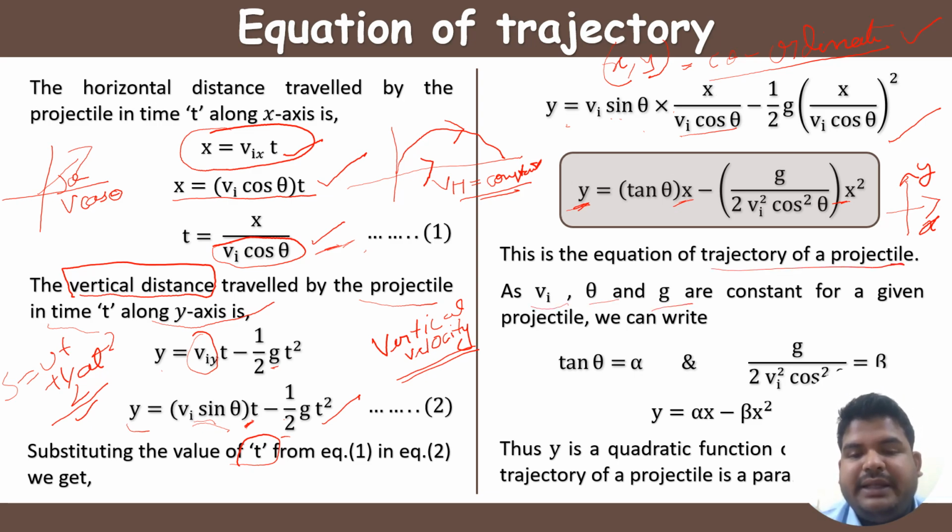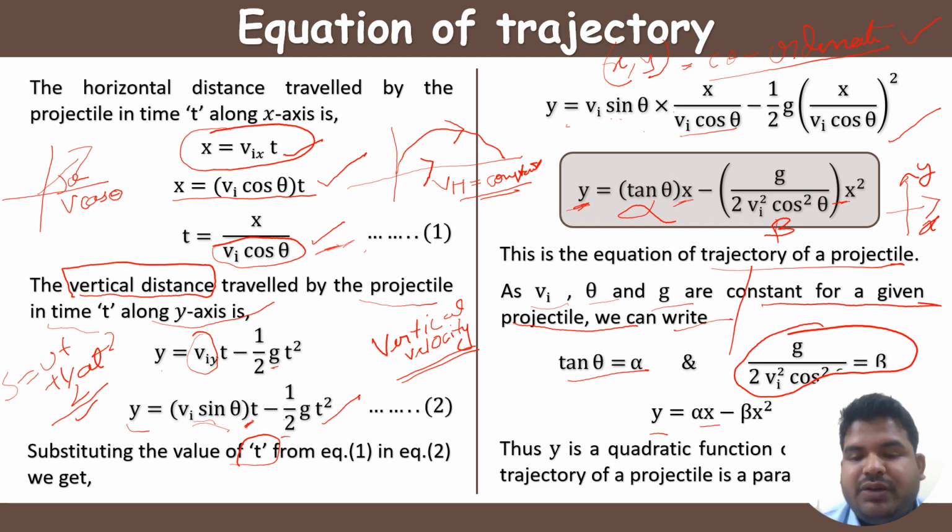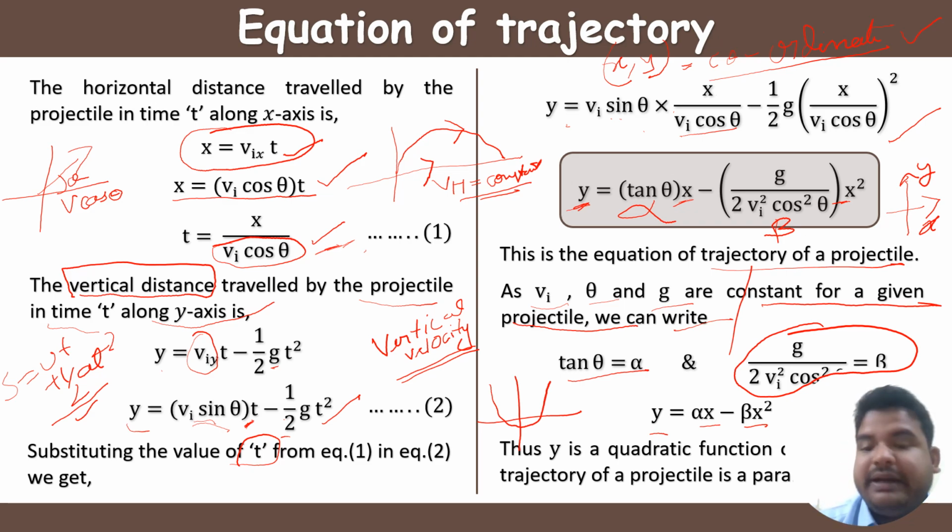As vi, theta and g are constant for a given projectile, we can write tan theta equal to alpha, and this part equal to beta. So y is equal to alpha x minus beta x square. This is a quadratic equation. You know very well the quadratic equation is the same as a parabola, so you can say the projectile follows a parabolic path. Okay, let us move to the next slide.